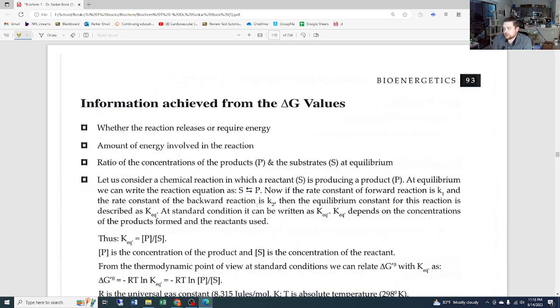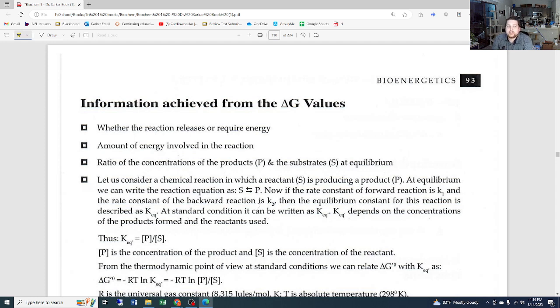Information achieved from the delta G values. So whether the reaction releases or requires energy. Remember, if it releases energy, we are thinking it is an exergonic. If it needs more energy, it's an endergonic. Releasing of energy is going to increase the heat of something. If it's sucking the energy in, it's going to get colder. Catabolic reactions tend to break bonds and release energy. Anabolic reactions tend to absorb energy.